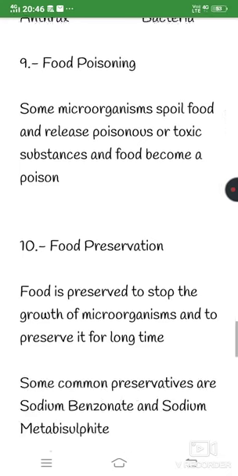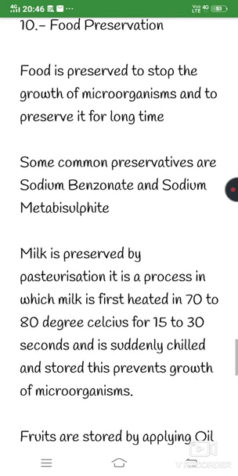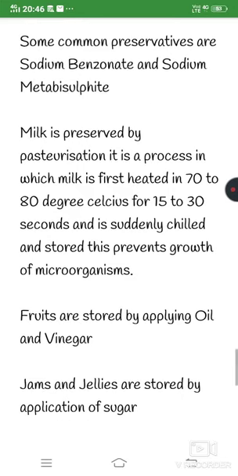Okay, so let's now move on to food preservation. Food is preserved to stop the growth of microorganisms and to keep it for a long time. Okay, some common preservatives are sodium benzoate and sodium metabisulfite. Milk is preserved by pasteurization. It is a process in which milk is first heated at 70 to 80 degrees Celsius for 15 to 30 seconds and is suddenly chilled and stored. This prevents the growth of microorganisms.